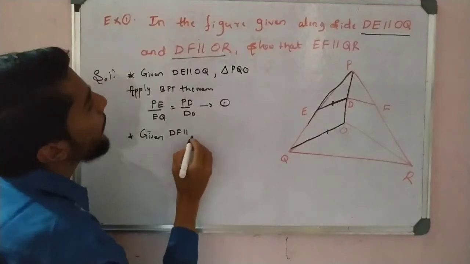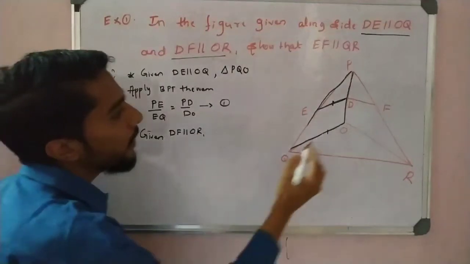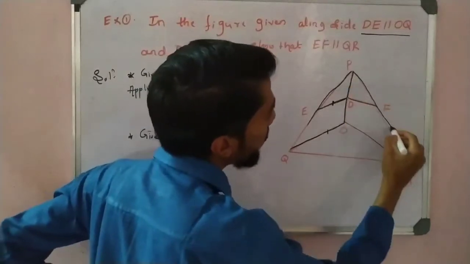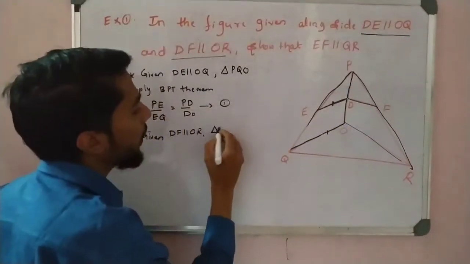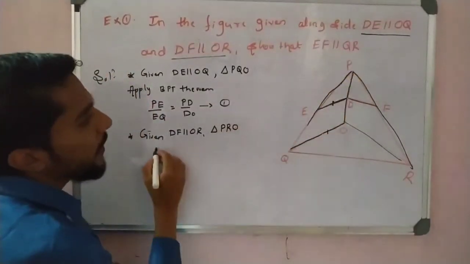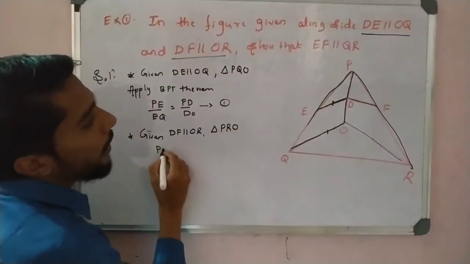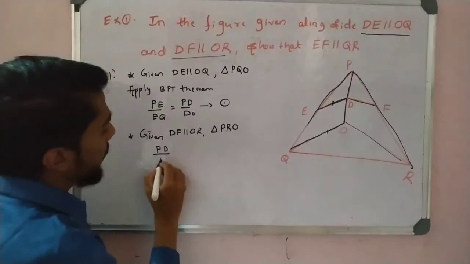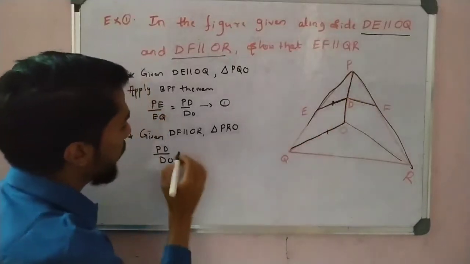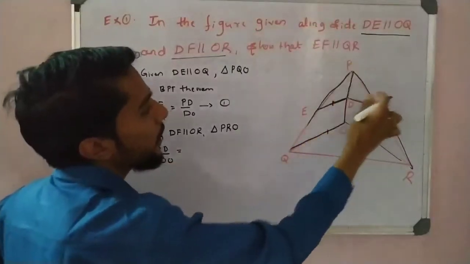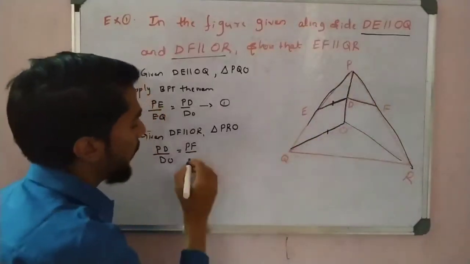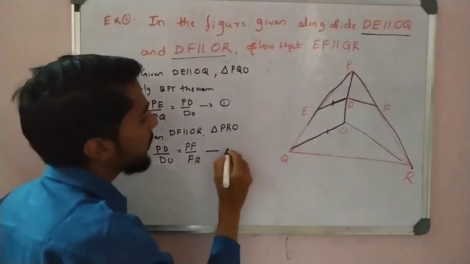DF is given parallel to OR. If DF is parallel to OR, then which triangle do we select? Triangle PRO. So now let us see what happens here. Therefore, PD divided by DO is equal to PF divided by FR. This is equation 2.